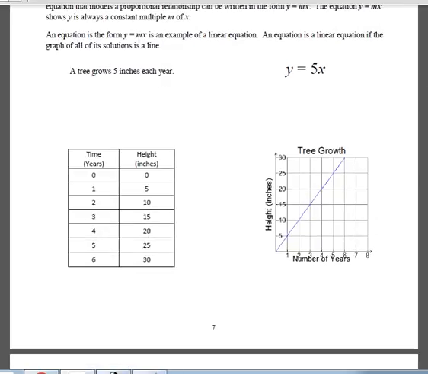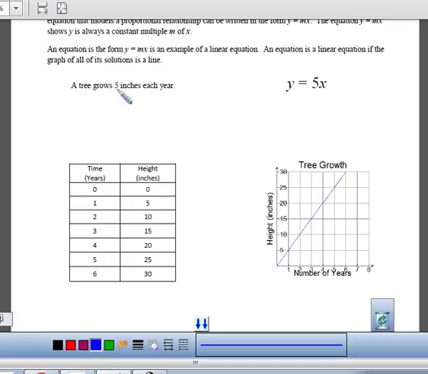let's look at our first example. This is actually all done for us. We're just going to talk about it. A tree grows 5 inches each year. Now, that can be represented by this equation. But let's take a look at the table below. So in the table, we have the time in years, and we see that this is increasing by 1 each time. So write this down: +1, +1, +1. Then the height is increasing at a constant rate of 5 each year: +5, +5, +5.